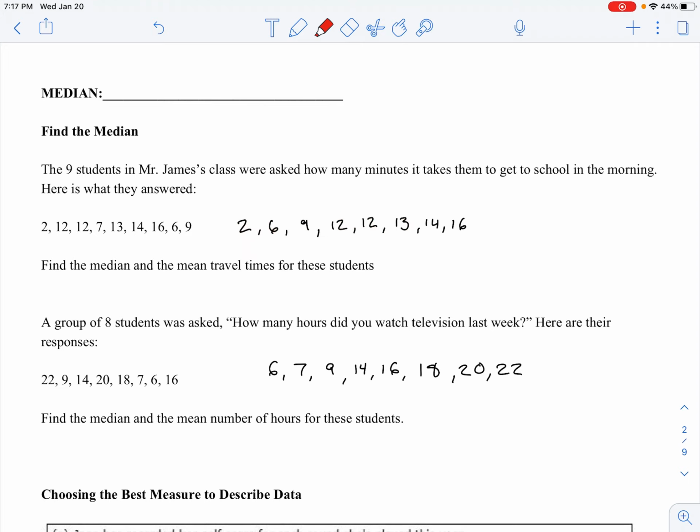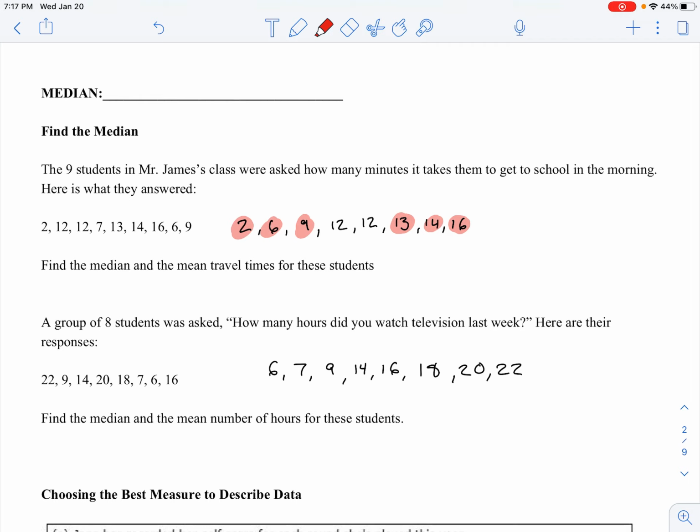So if I were to go through these, I would cross out the left one, then the right one, after I've ordered them, of course. Cross out the next left one and the next right one. Okay, I've done 2 on each side. Now I'm doing 3 on each side. And it looks like we have 2 12s in the middle. So my median is 12.